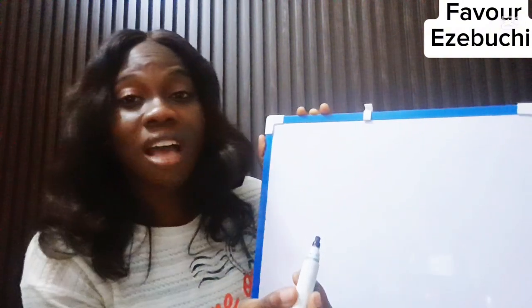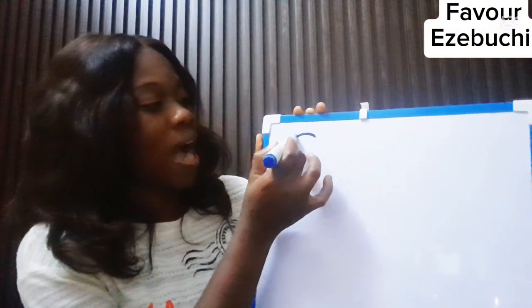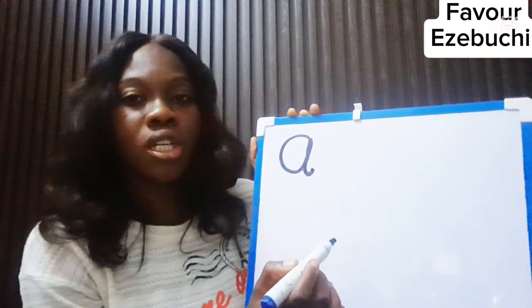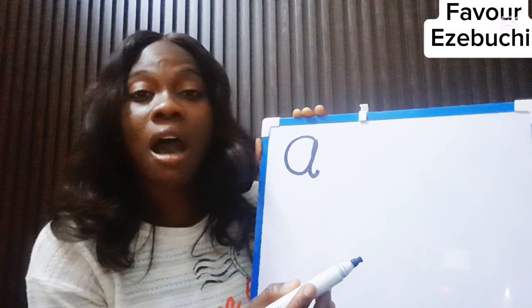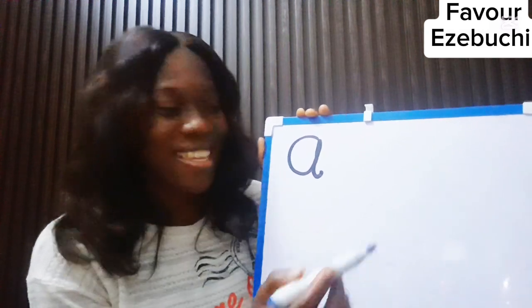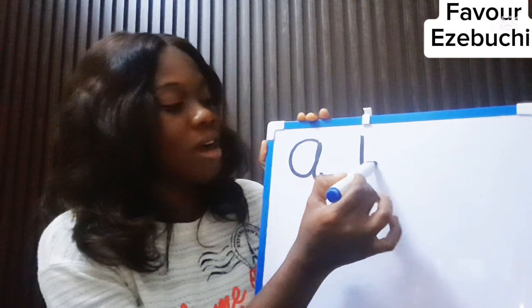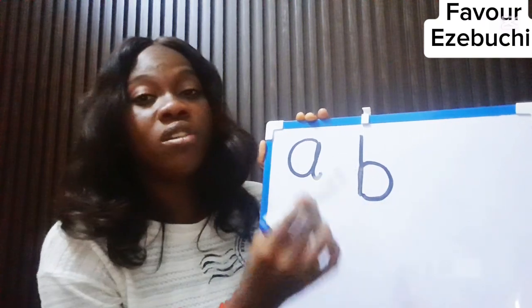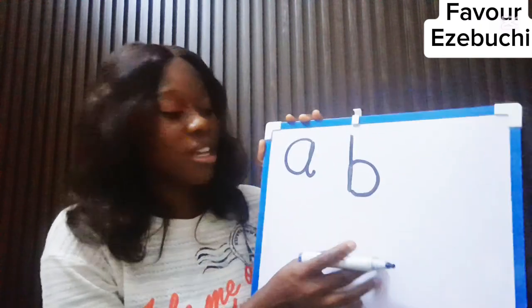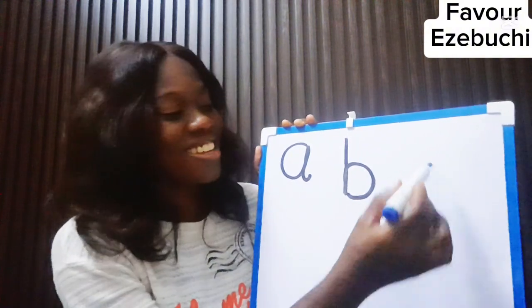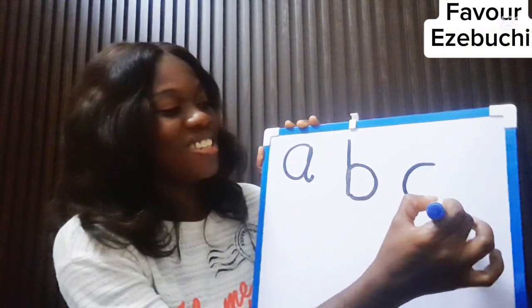How do we write the sound A? Let's go a back curve, stroke up, down the same line and a loop. Good job. And how do we write the sound B? An amazing stroke down. Stroke up to the middle and a curve. Remember, we don't take our hands off. And how do we write the next one, A, B, what? C. So how do we write it? Good job.